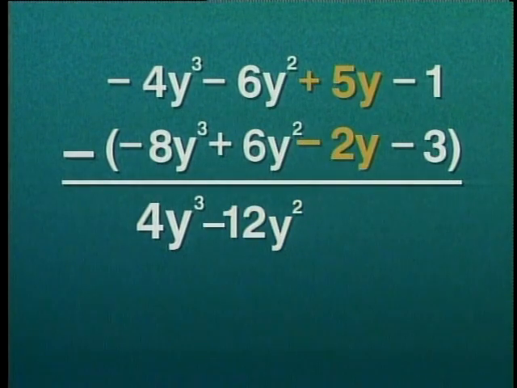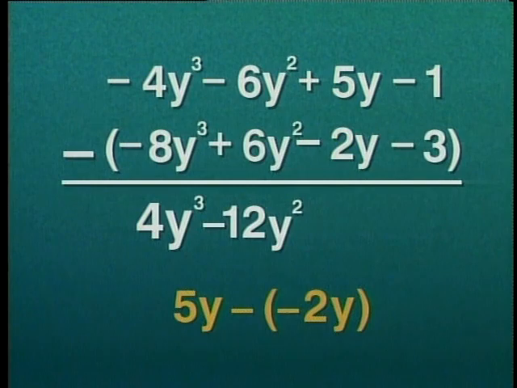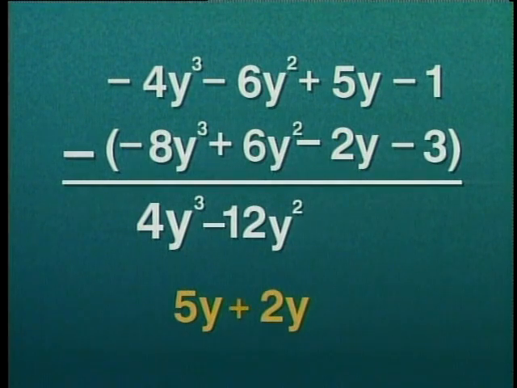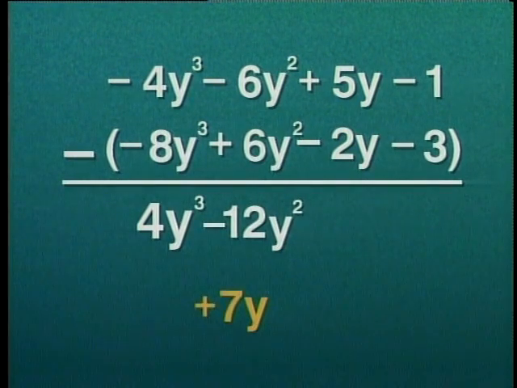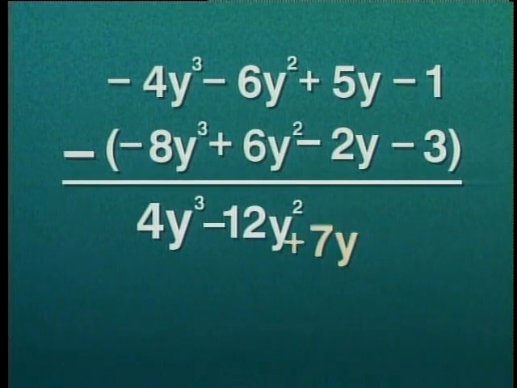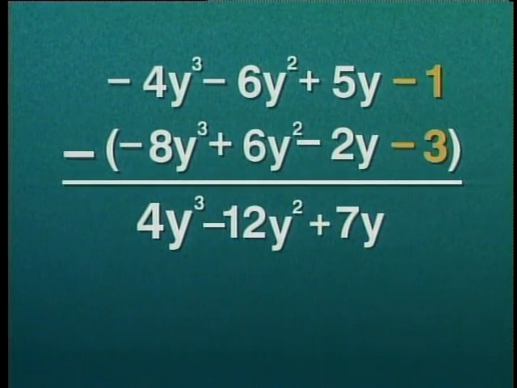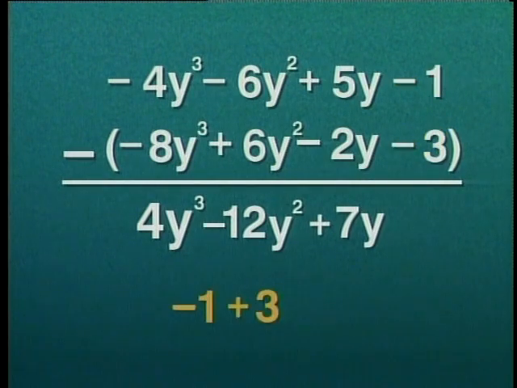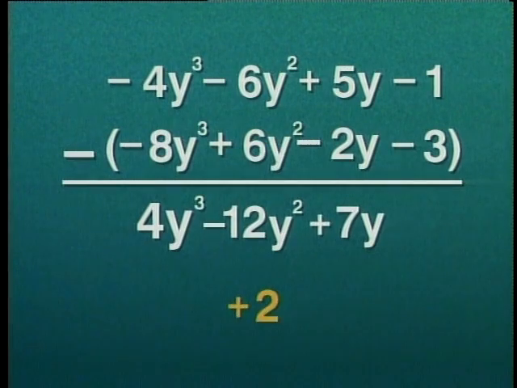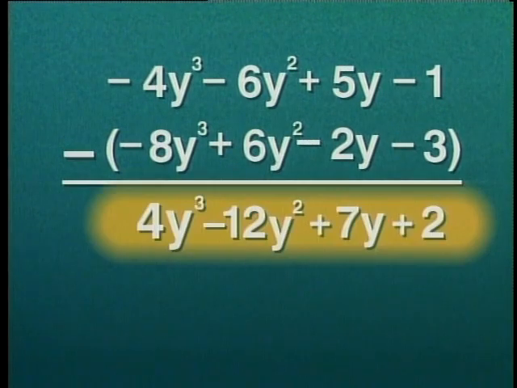Next is 5y minus negative 2y. The minus negative 2y becomes 2y. And so the two terms combine to 7y. The last subtraction is negative 1 minus a negative 3. Again, the minus negative 3 becomes positive, and combining the two leaves us with 2. So our answer is 4y cubed minus 12y squared plus 7y plus 2.